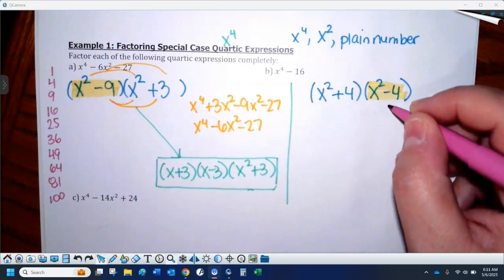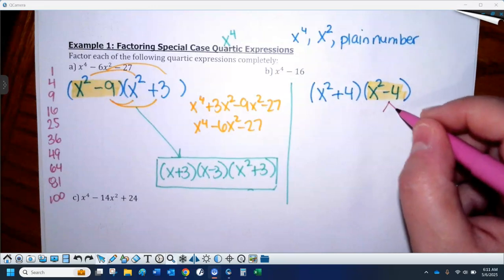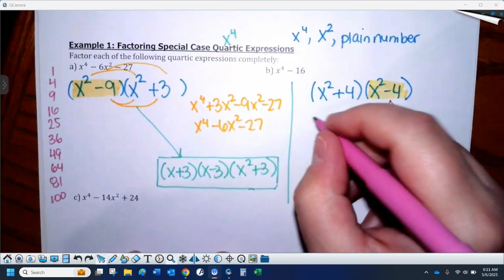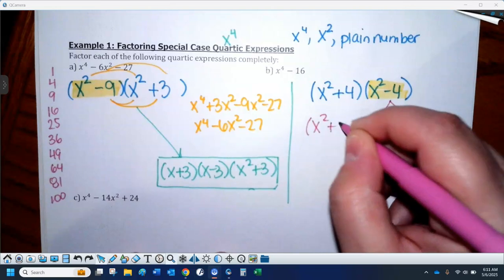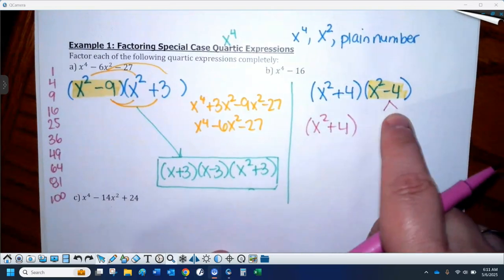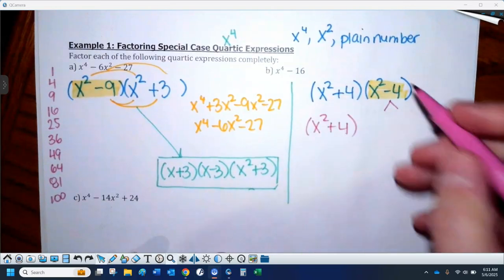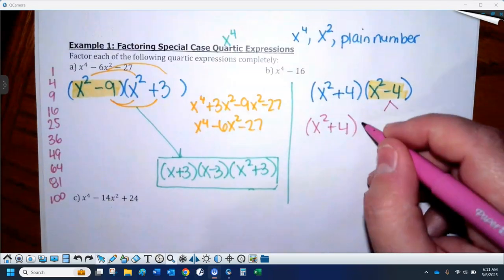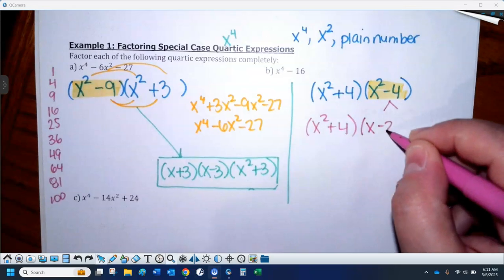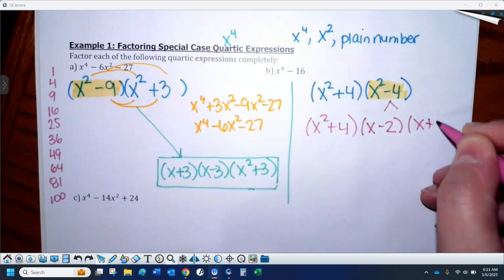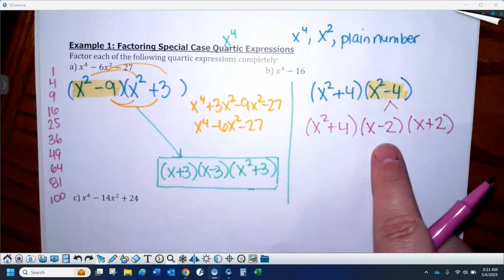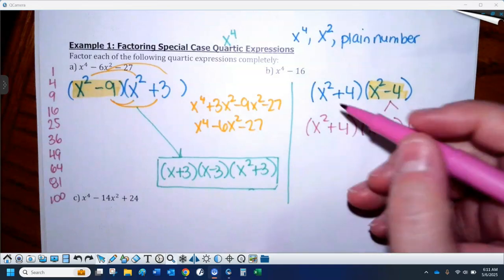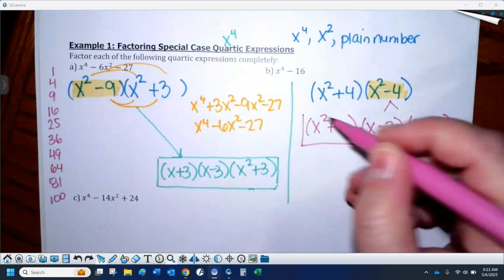This would be multiply to get negative 4, add to get 0, so I can break that apart. We're going to keep the x squared plus 4. This does not break down any further if this is a plus sign. You can't get anything to work to FOIL out to give you back what you had here. But on this one, we can make this, one of them's x minus 2, one of them's x plus 2.